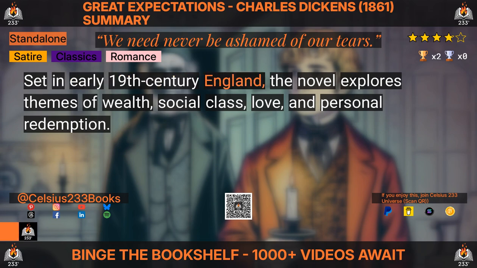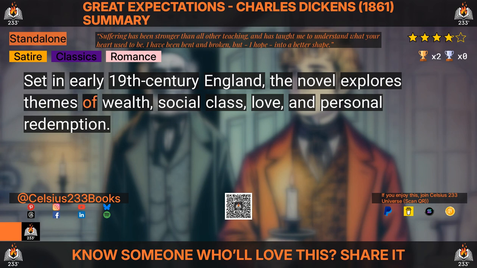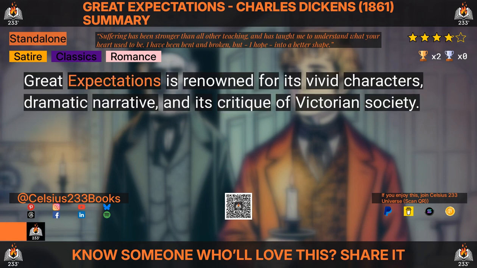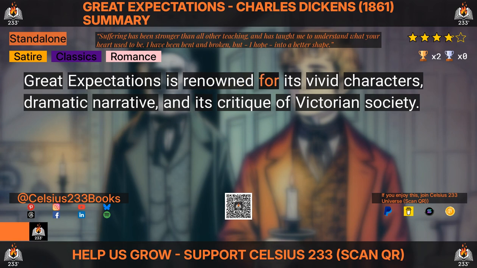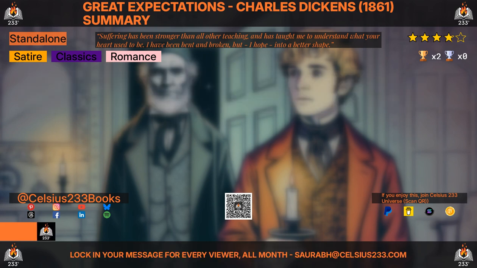Set in early 19th century England, the novel explores themes of wealth, social class, love, and personal redemption. Great Expectations is renowned for its vivid characters, dramatic narrative, and its critique of Victorian society.